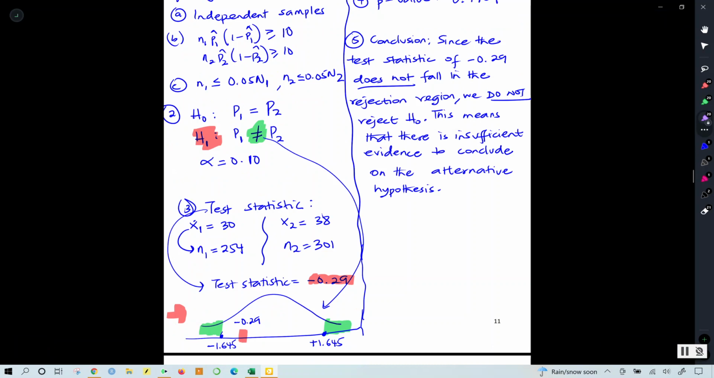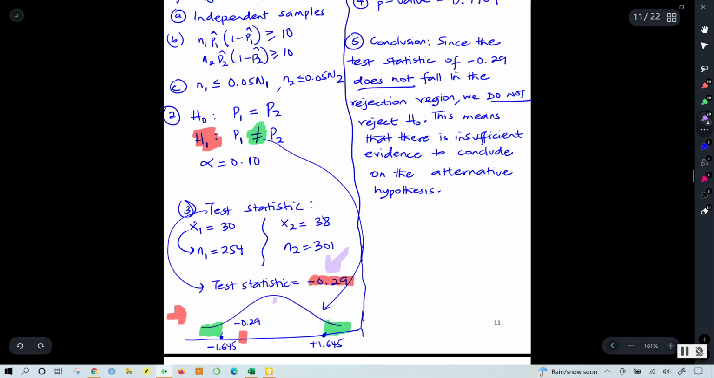Based on the realization that our negative 0.29 does not fall in the rejection region, we will not reject the null hypothesis. If we're not rejecting the null hypothesis, it means it is the winner and the alternative is the loser. In what sense has it lost? It means as far as our sample information is concerned, we do not have enough evidence, or there is insufficient evidence, to conclude the alternative hypothesis.